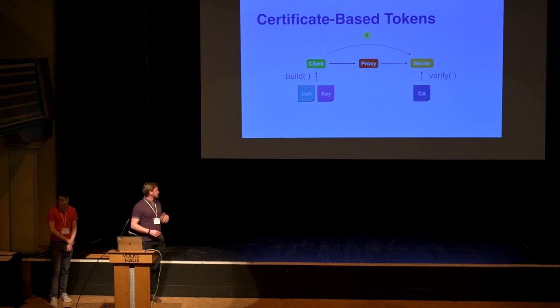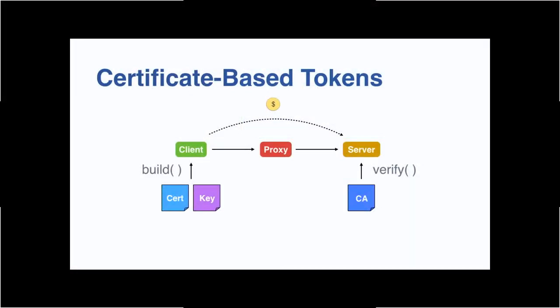So certificate-based tokens can be seen as a simple extension of TLS authentication. Essentially, the idea is we use the existing credentials the client already has, the certificate and private key we talked about previously, and we make a token out of it. So this token is going to be serialized and attached to headers of each request. When the token is received by the server, it is validated and used for authorization. And you can see how this would solve the problem of the proxy that we presented before.